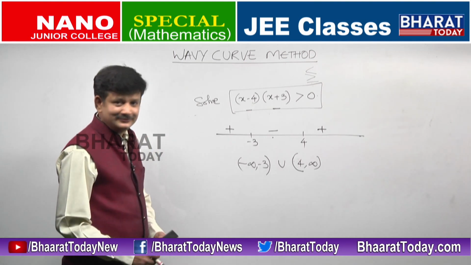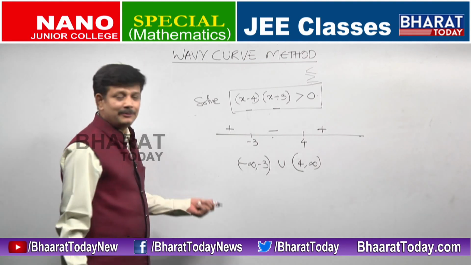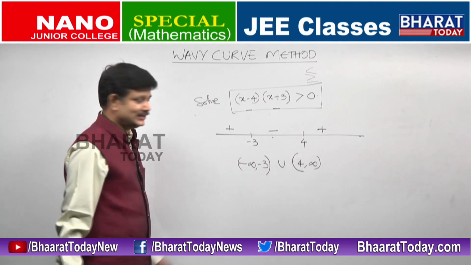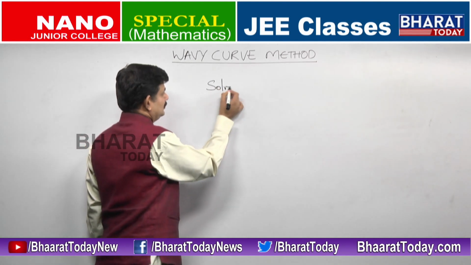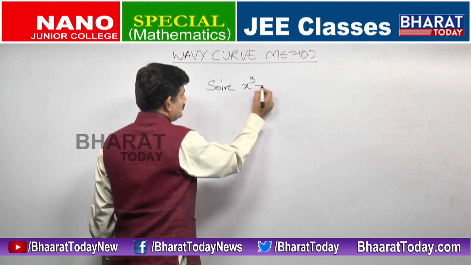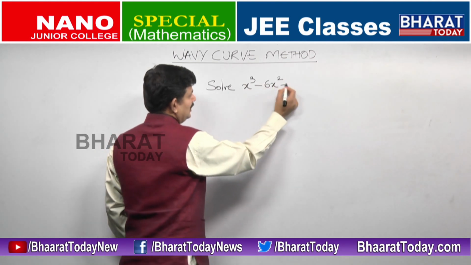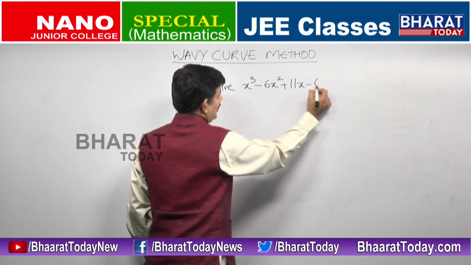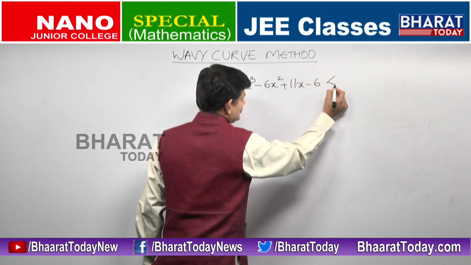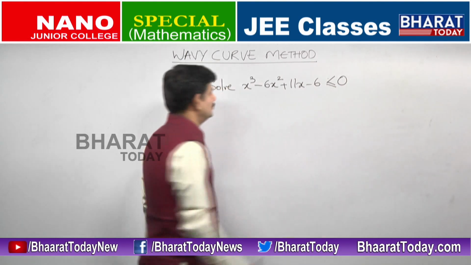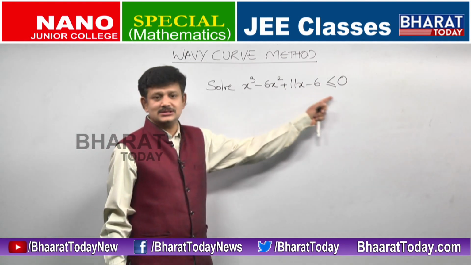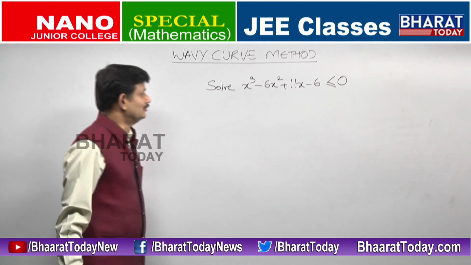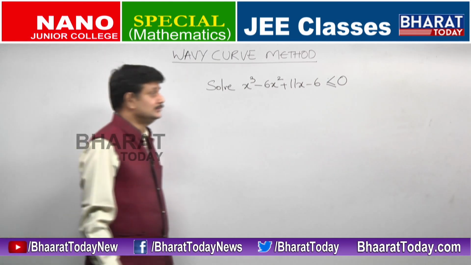Is the method clear? Now let us see what happens if I extend this to 3 terms. Let us look at another question. Solve x cube minus 6x square plus 11x minus 6 less than or equal to 0. So this is a cubic inequality.